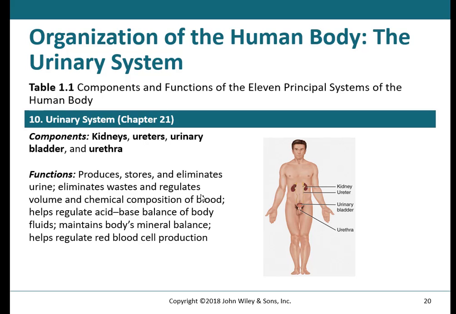Urinary system, the kidneys, ureters, the bladder, and the urethra. So this produces, stores, and gets rid of urine in the body. And as part of that urine, you're going to have some waste, like urea, so some nitrogenous waste, maybe excess calcium, excess glucose. And this helps regulate the volume and chemical composition of the blood.